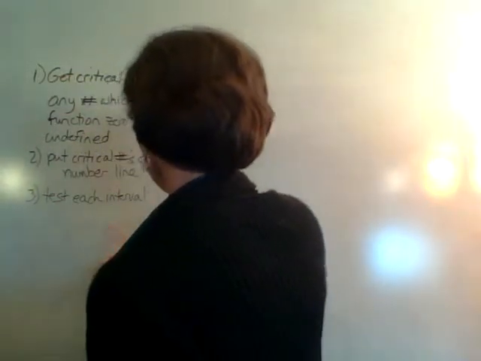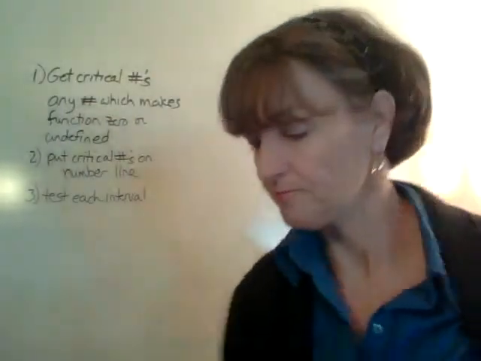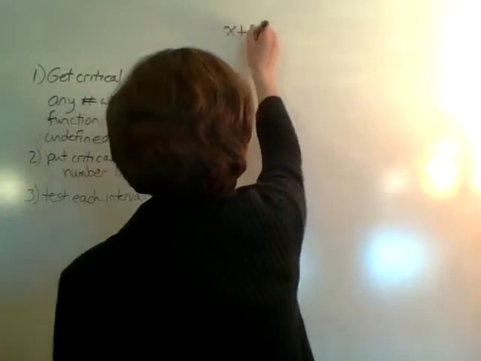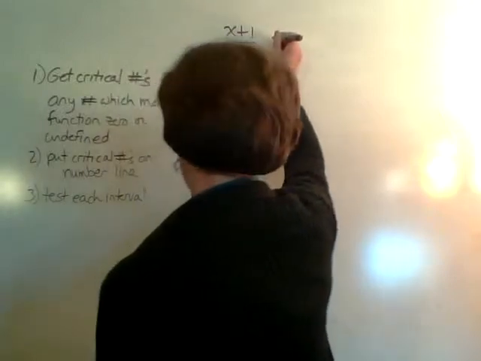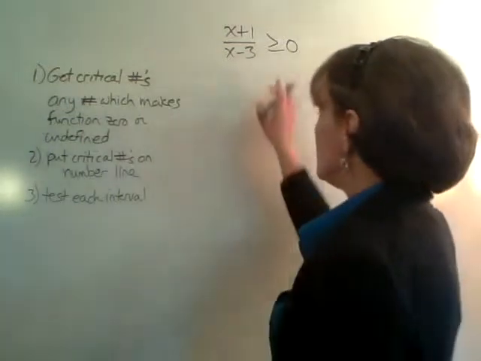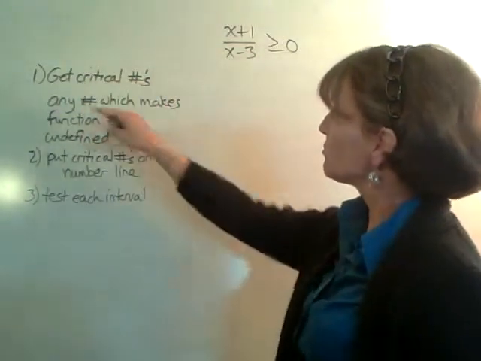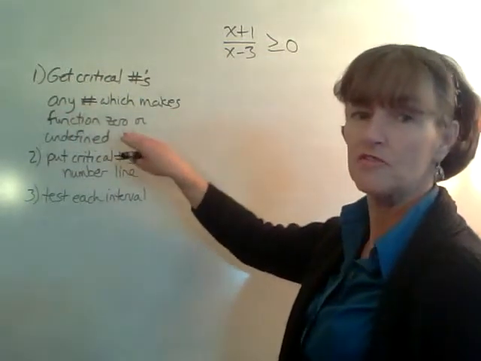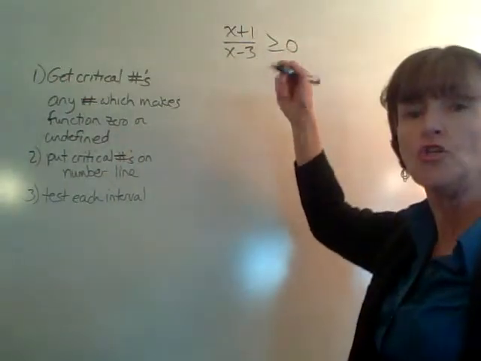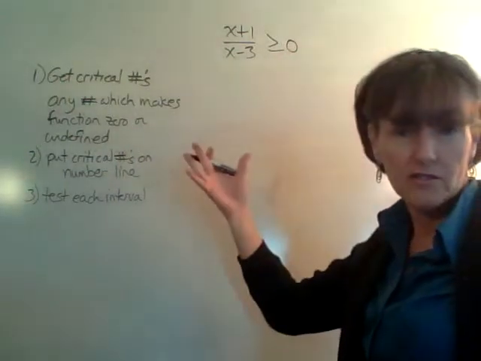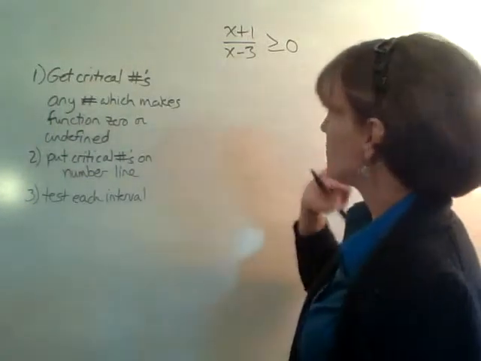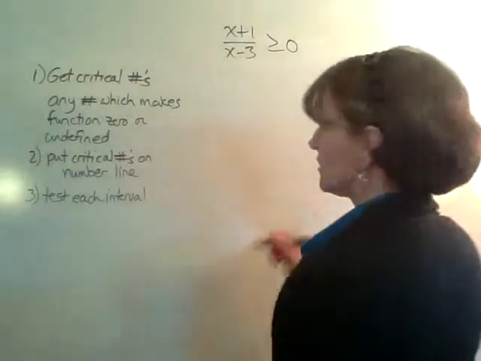This time we're going to do a rational expression. We've got x plus 1 over x minus 3 is greater than or equal to 0. Let's do that this time. The first thing I do is get my critical numbers. Remember, your critical numbers are any numbers which make the function 0 or undefined. With rational expressions, the numerator is what I use to find out what makes the rational expression 0, and the denominator determines what numbers make it undefined.